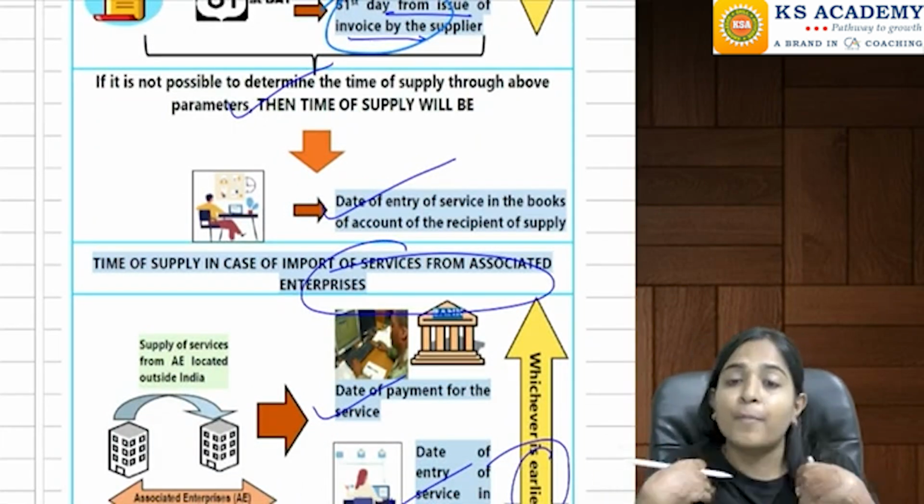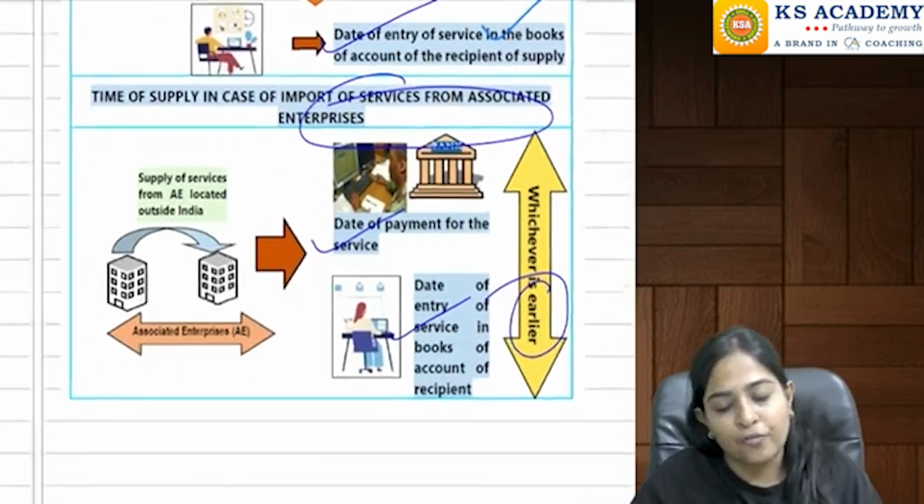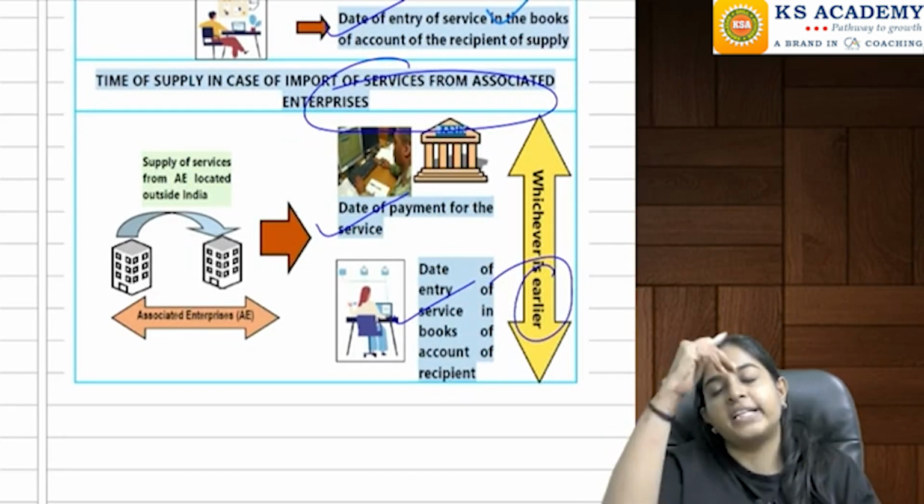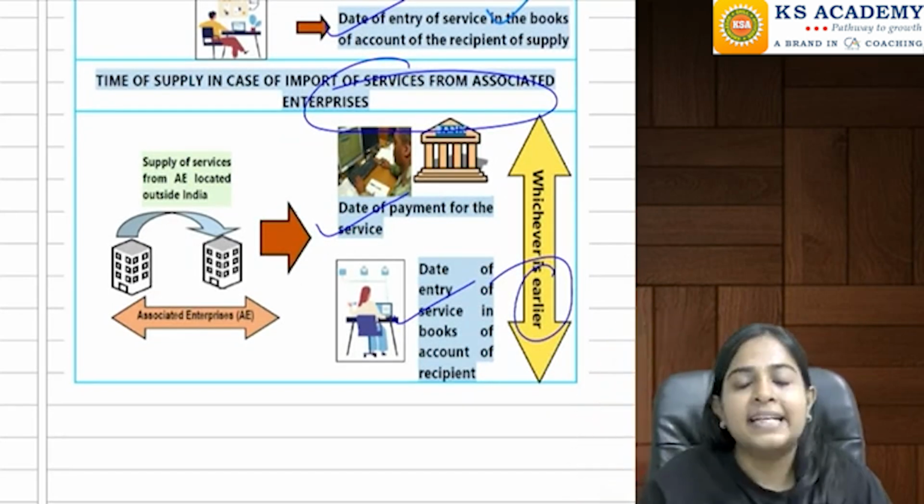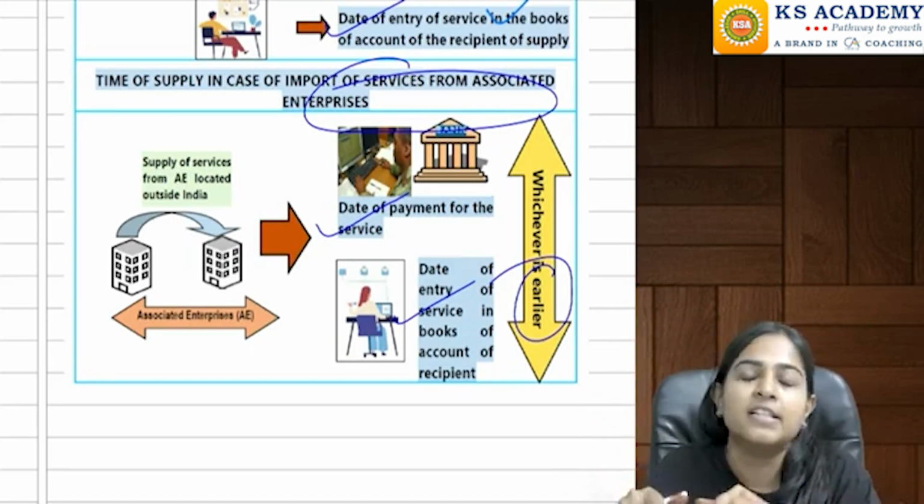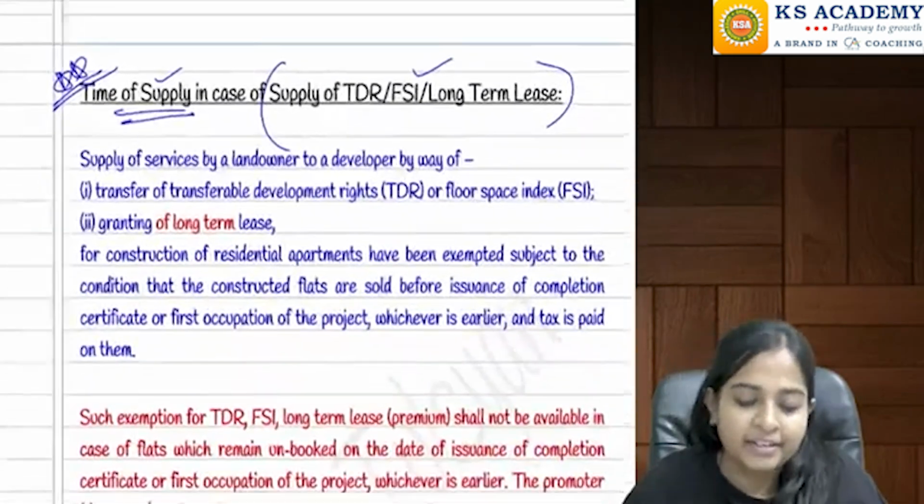If it is not possible to find the time of supply as per those provisions, then from the point of view of the recipient, whenever he has recorded the receipt of service in his books of accounts. And between associated enterprises, I am there in India, my associated enterprise is there outside India, I am importing some service from them, then the time of supply will be the date of payment or the date when I have recorded the service in the books of the recipient. Are you clear till here, everyone?